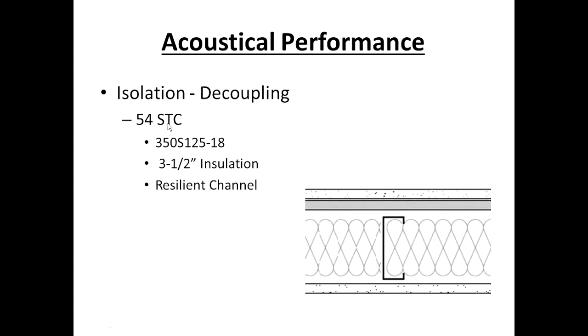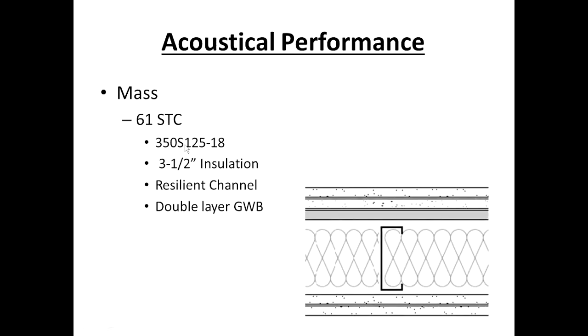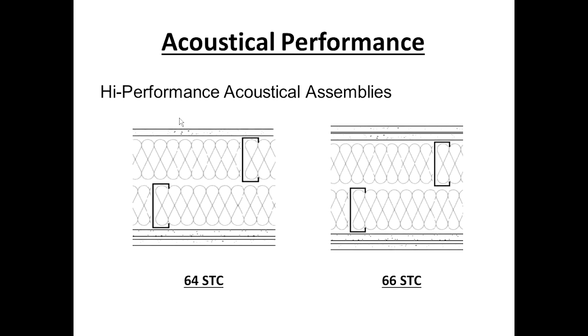But here we have a 54 STC, single layer of board each side. You'll be hard-pressed to get a better system with that amount of wallboard. 61 STC, we're adding mass. We doubled the mass, decoupled, absorption and isolation being the same, but we've gone up to a 61. That is high-end STC values. High performance assemblies. This is what you're going to find when you look at, let's say, theater wall construction, where you really need to get high-end and you really need to control low frequencies.